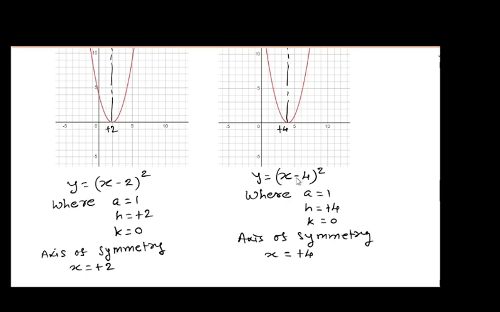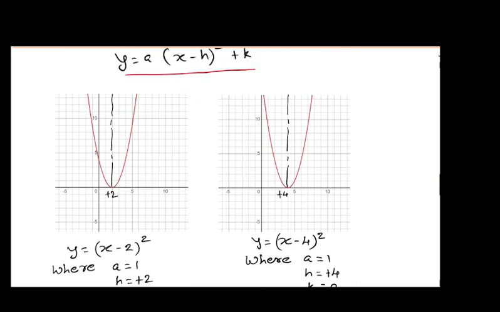If I have h is equal to 4, so my equation becomes y is equal to (x minus 4) square. Here a value is 1, h value is positive 4, k value is 0, and my axis of symmetry is x is equal to plus 4. So the parabola moves to the right by 4 units, and it comes over here, and this is my axis of symmetry, right?